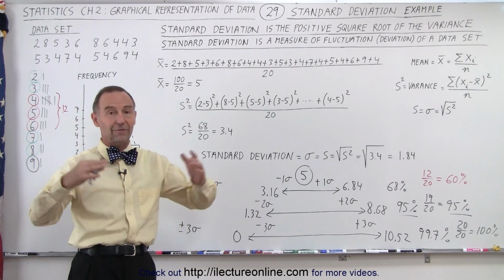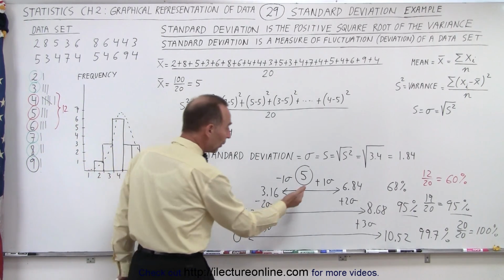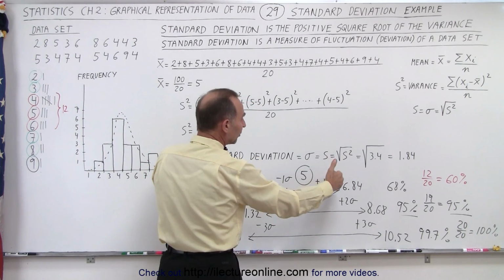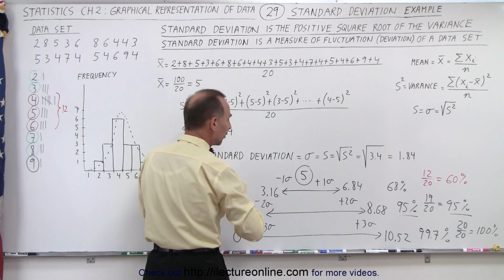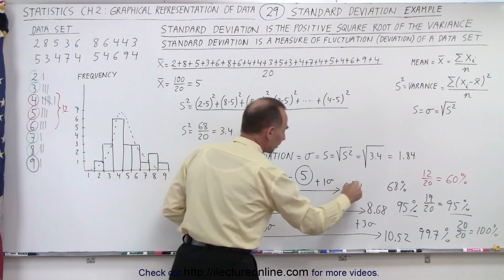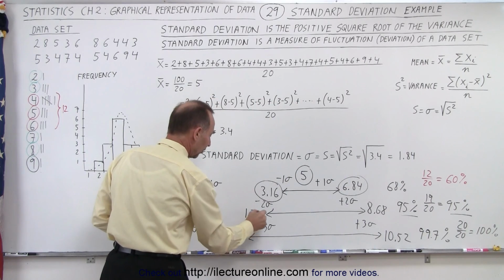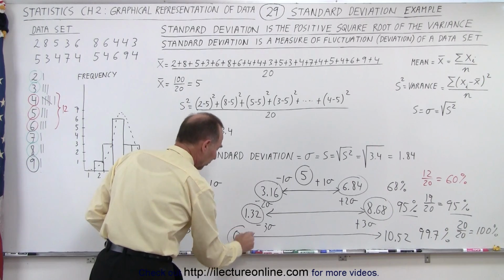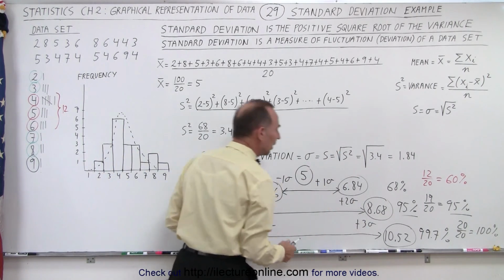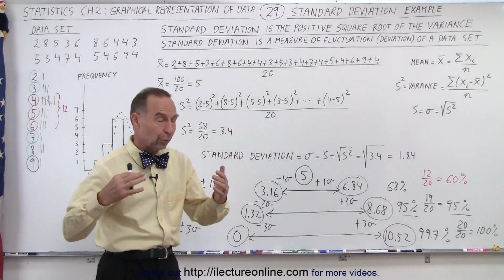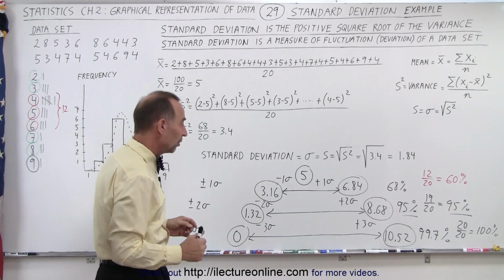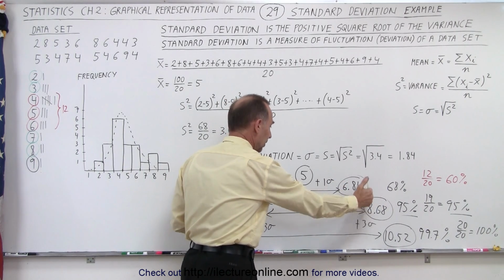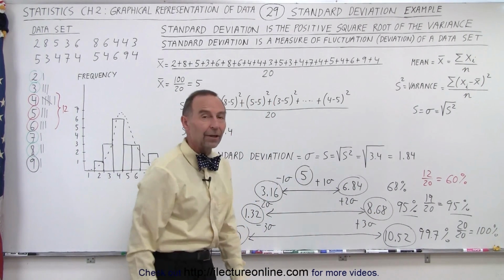So next time, if you have a data set, you can go ahead and find your average or your mean, then you find your standard deviation, and then you find what the range is for plus or minus 1 sigma, which is from 3.16 to 6.84, plus or minus 2 sigma, which is from 1.32 to 8.68, and plus or minus 3 sigma, which is from 0 to 10.52. And then you can be sure that if you have a reasonably distributed data set, 68% will fall within that range, 95% within that range, and near 100% within that range.